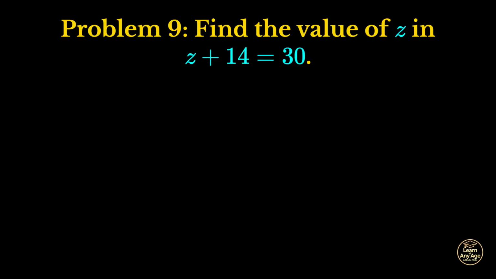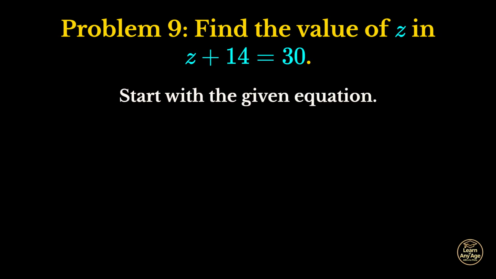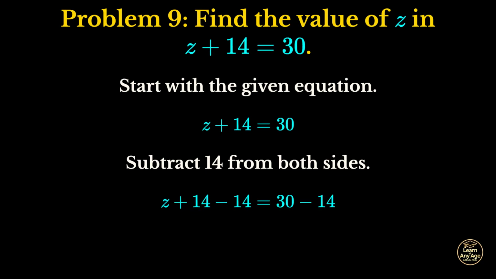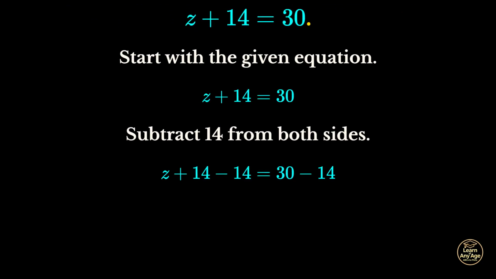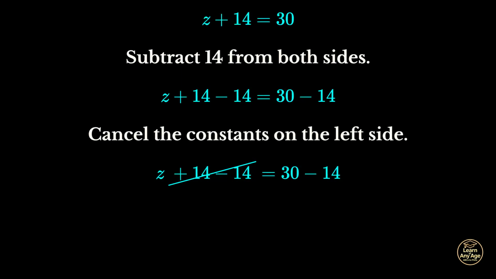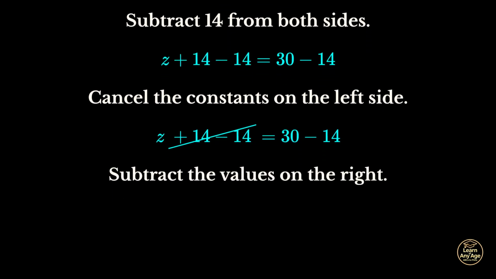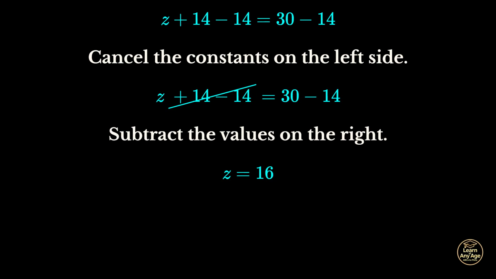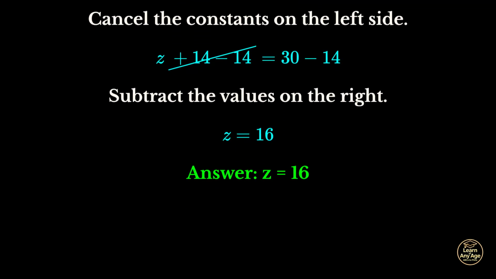Problem 9. Find the value of z in z plus 14 equals 30. Start with the given equation. z plus 14 equals 30. Subtract 14 from both sides. z plus 14 minus 14 equals 30 minus 14. Cancel the constants on the left side. z plus 14 minus 14, cancelled out, equals 30 minus 14. Subtract the values on the right. z equals 16. Answer, z equals 16.